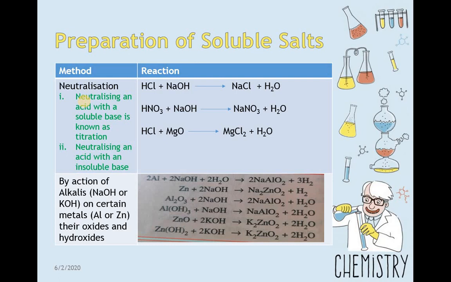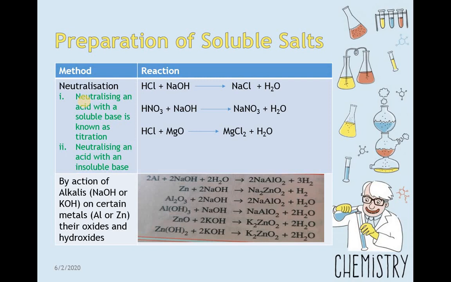So you have first two cases where soluble base is there, that is sodium hydroxide is reacting with HCl and HNO3 respectively to give NaCl and NaNO3 respectively, and HCl reacts with insoluble base, that is magnesium oxide, gives you MgCl2, that is magnesium chloride.